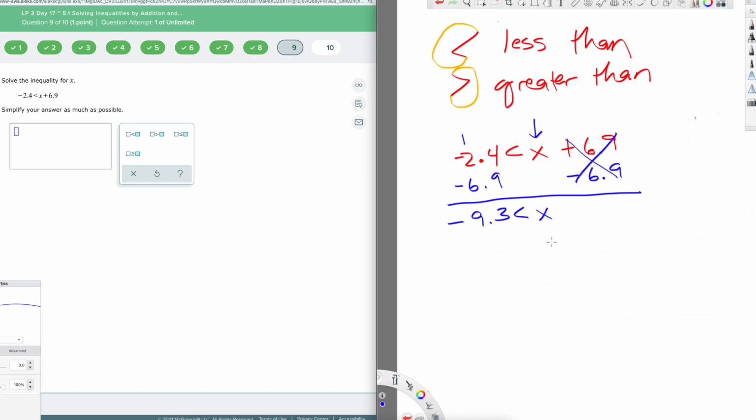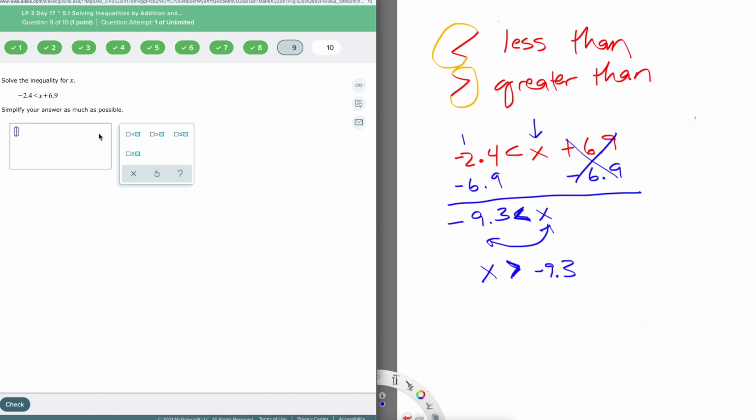So again, I'm going to flip-flop these because I'm very picky about that, and I'm going to have these written the other way. This is open toward the x, so it should still be pointing at the 9.3. All right. So we have x is greater than or equal to negative 9.3. And we can check that guy. All right, we have one more of these guys.